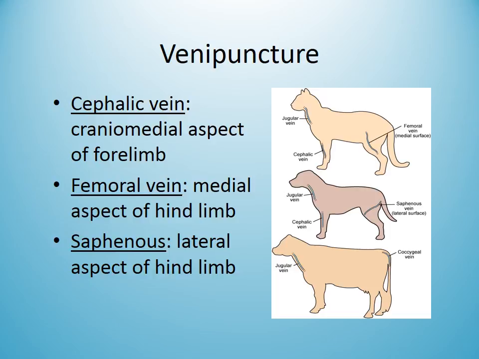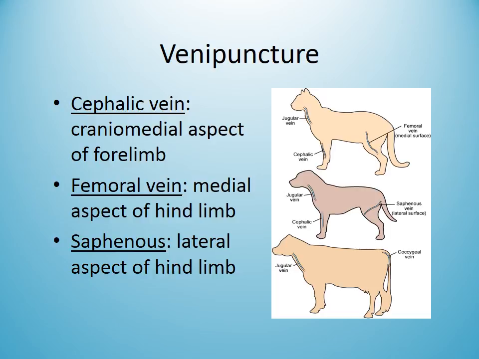Okay, so the vasculature of our patients is very important because blood collection happens from most of these veins, and one of the most common sites of venipuncture is the cephalic vein, which is the craniomedial aspect of the forelimb, and you can see that right there on the top cat picture. You can see the cephalic vein as well in the dog in the middle.